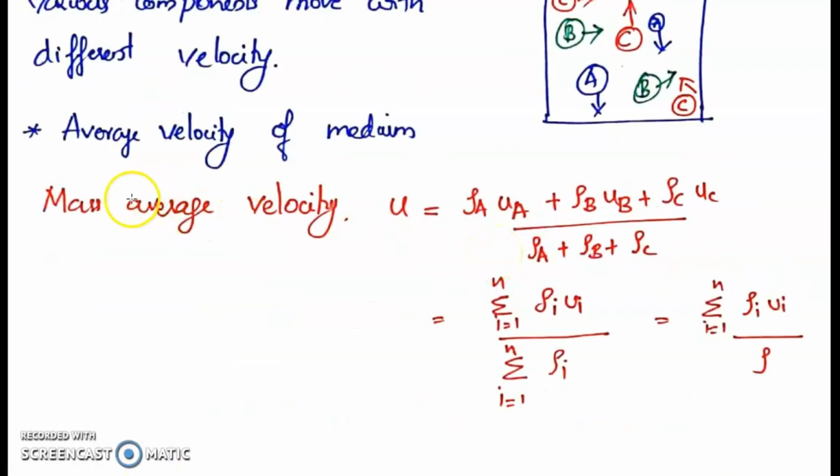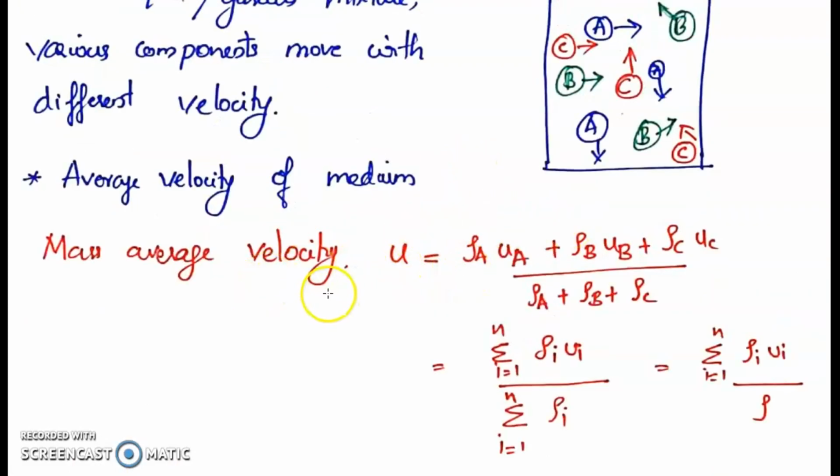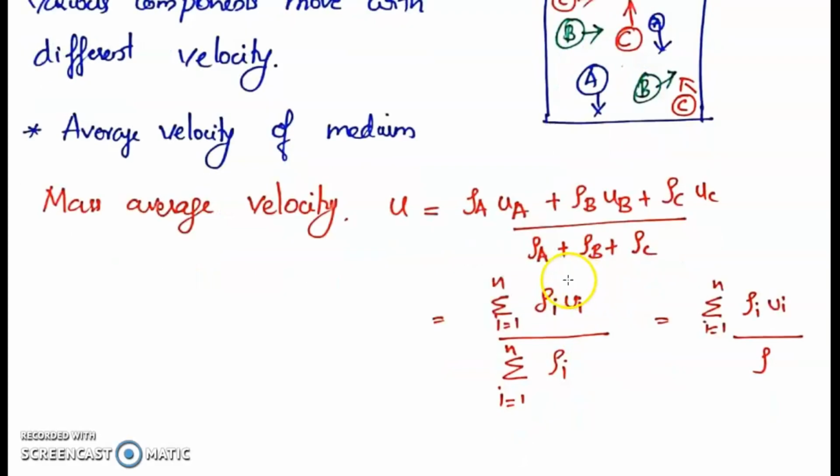So if we know these things, we can define mass average velocity U as rho_A U_A plus rho_B U_B plus rho_C U_C by rho_A plus rho_B plus rho_C. So multiply the mass concentration with velocity and sum up, divide by the total mass concentration. This I can write as sigma i equal to 1 to n rho_i U_i by sigma rho_i. Sigma rho_i means rho_A plus rho_B plus rho_C, which is the total mass concentration, and in the numerator we have rho_i U_i.